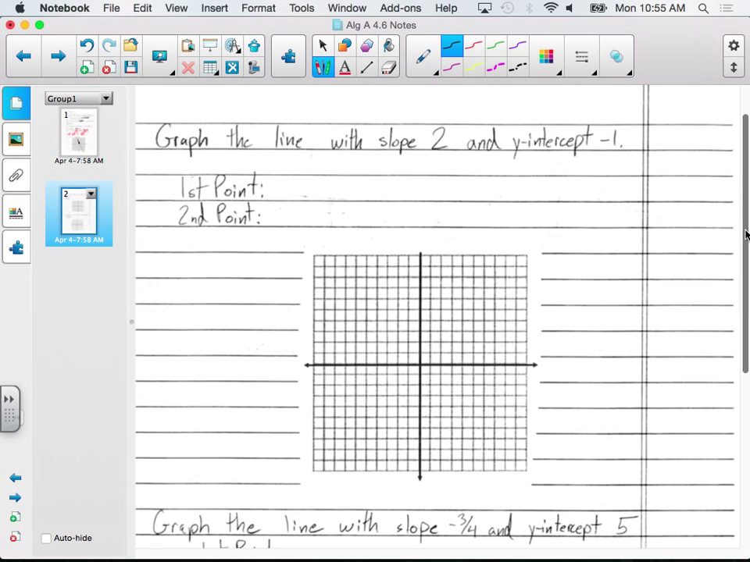All right, so just more practice. We go back over to the backside. Graph the line with slope 2 and y-intercept -1. So what's our first point? 0, -1. Let's plot that on our graph. So 0, -1 is right there.